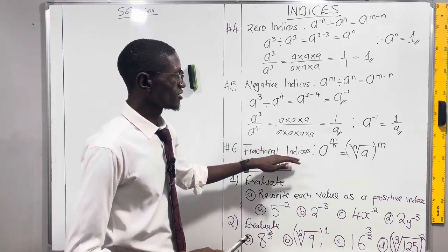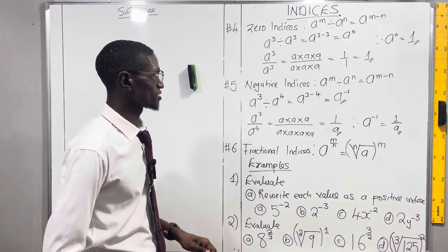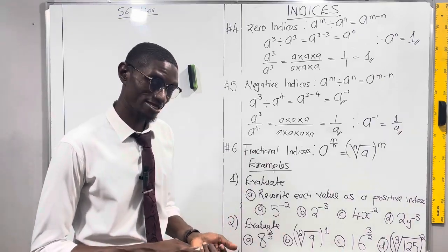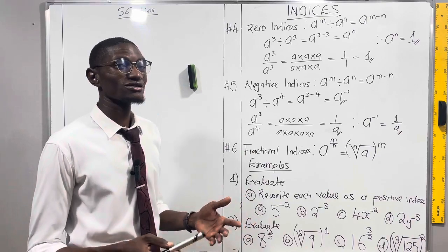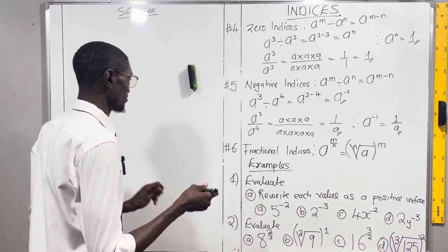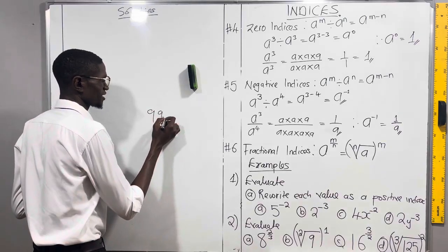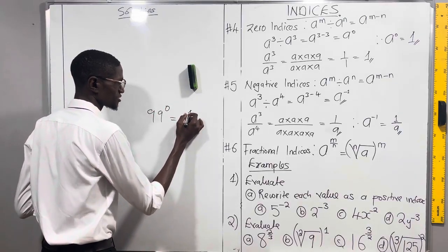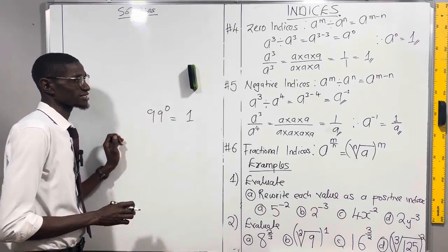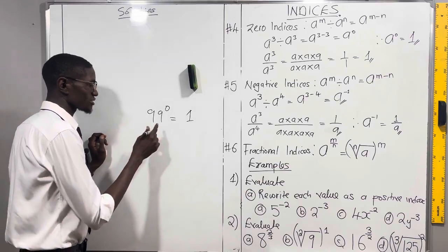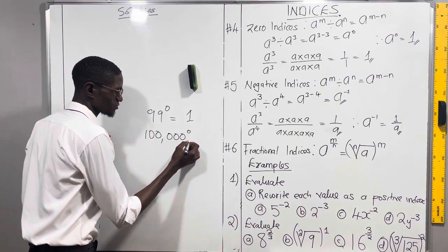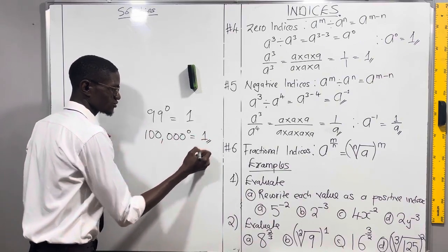indices, and fractional indices. Alright, so zero indices, the easiest way to remember this is this. Any value raised to the power of 0 is equal to 1, no matter how big that number is. Even if you have 99 raised to the power of 0, it is simply equal to 1. So whenever you are solving exam questions and you see something like this, just remember any value raised to the power of 0 is a 1. Even 100,000 raised to the power of 0 simply gives you a 1.